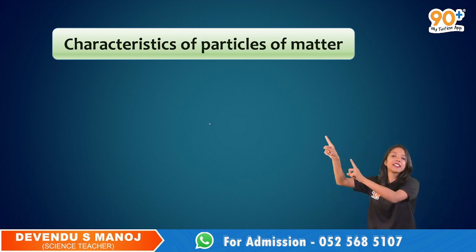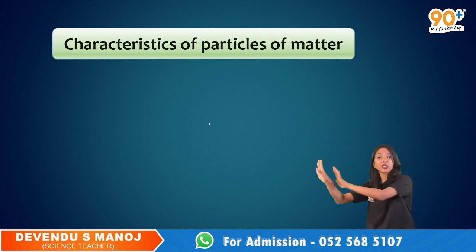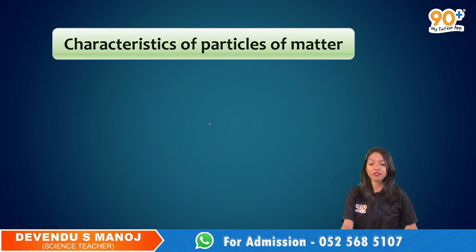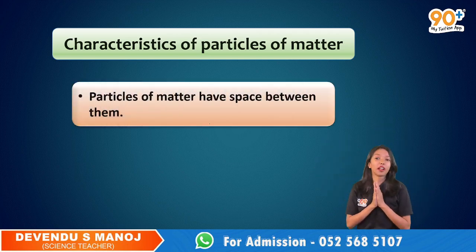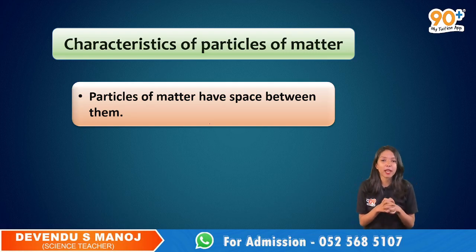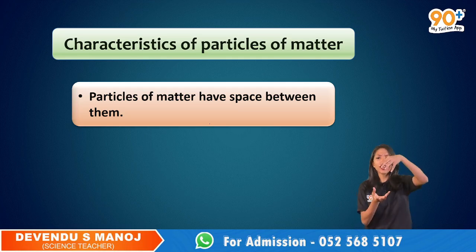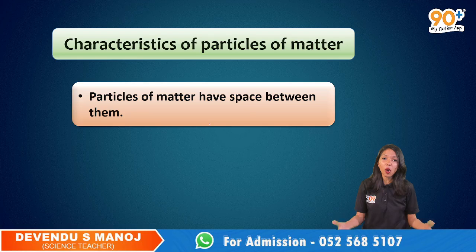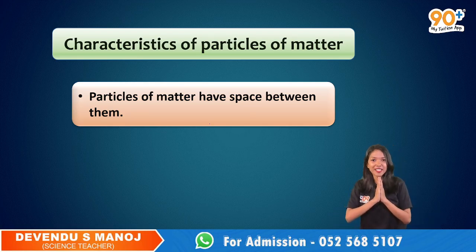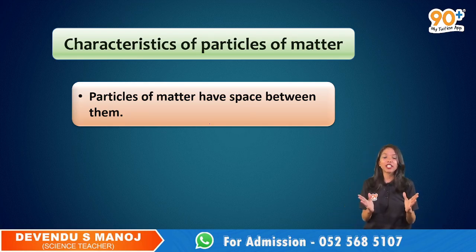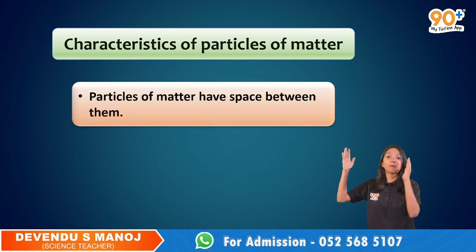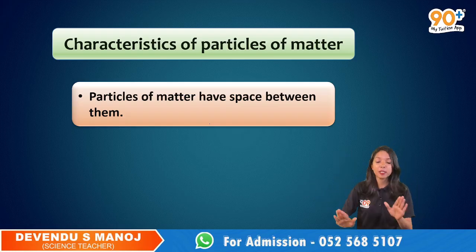So the next concept we're going to learn is the characteristics of these particles of matter. So the first one, they have space between them. So the famous example we've been talking about, sugar in water. So after a point of time, these sugar molecules will take up all the space between the water molecules. That is the reason we do not see those sugar molecules after a point of time. So particles of matter, they have space between them.